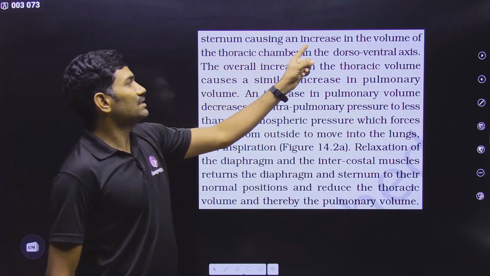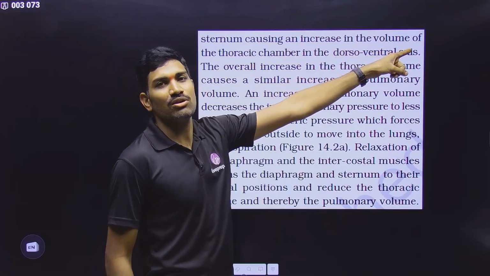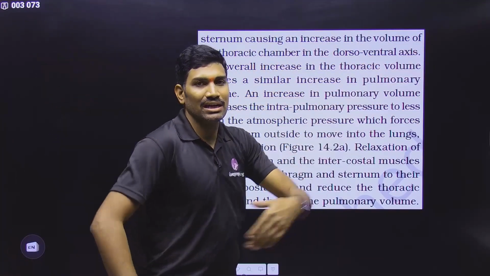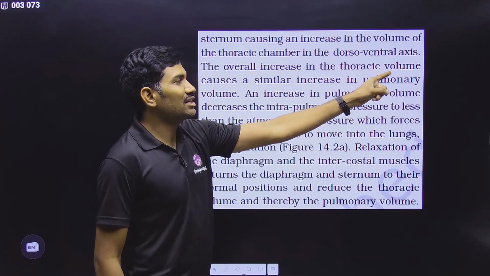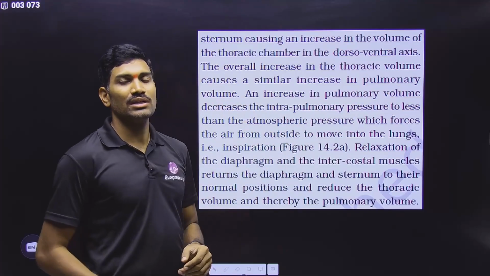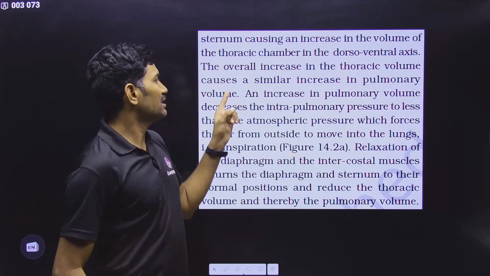So the ribs and the sternum are lifting up, and hence it is causing an increase in the volume of the thoracic chamber in the dorsoventral axis. So axis also you need to remember. Next one, the overall increase in thoracic volume causes a similar increase in pulmonary volume. That means if thoracic volume increases, lung volume also increases.